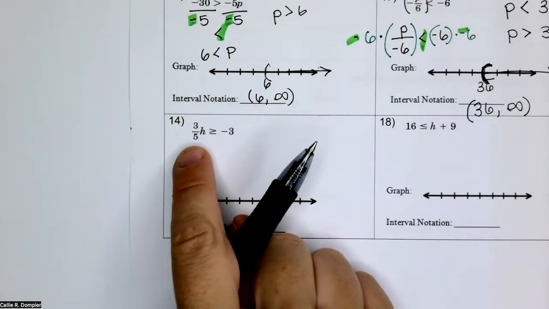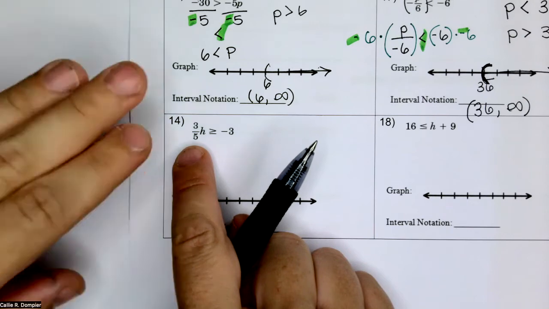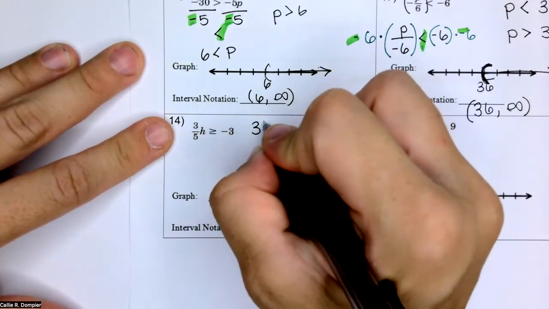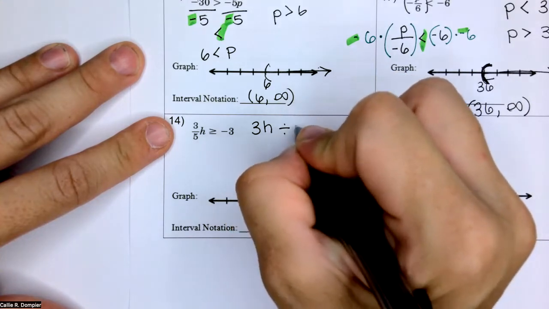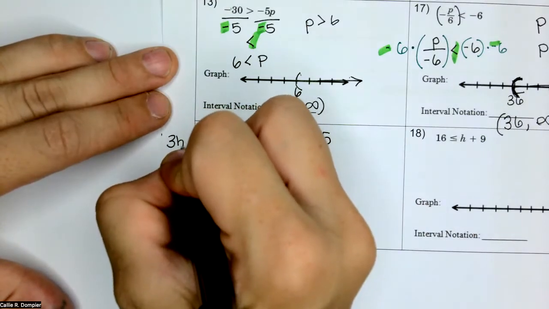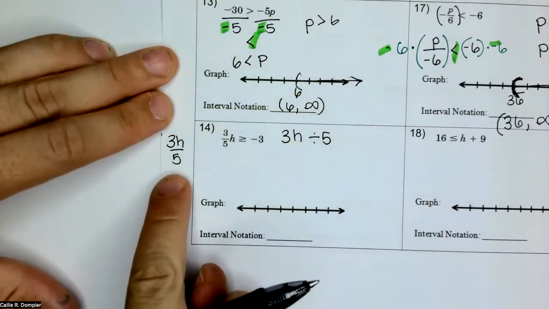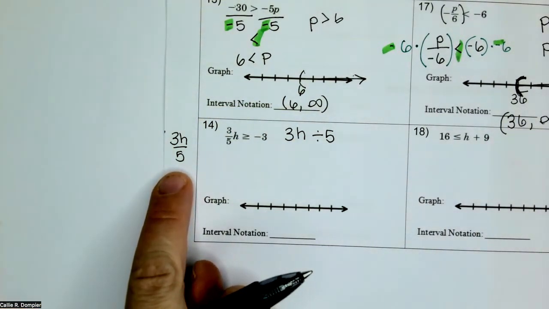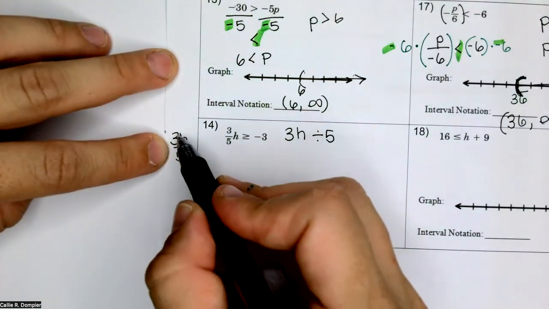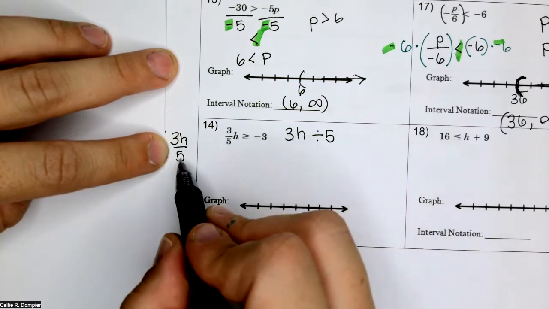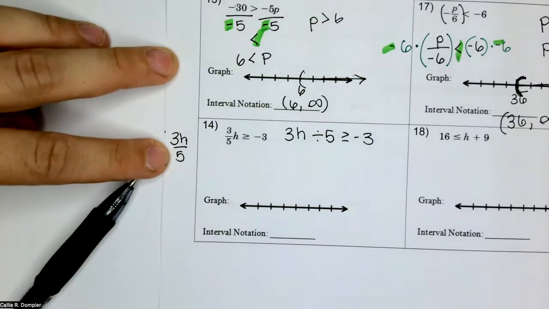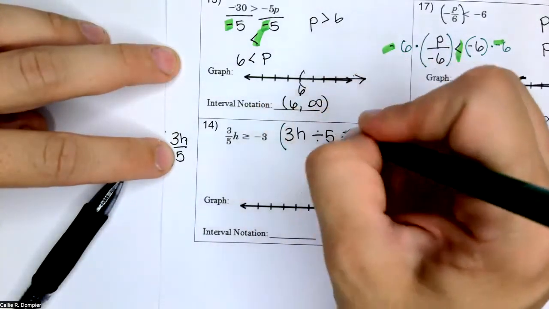3/5 h is greater than or equal to negative 3. Another way to write this is 3 times h divided by 5, because this is also the same as 3h over 5. So anytime you see a fraction bar, that's also a division symbol. So we're taking h, we're multiplying it by 3, and we're dividing it by 5. So that means I can multiply both sides by 5.